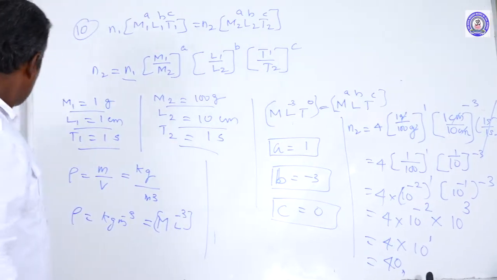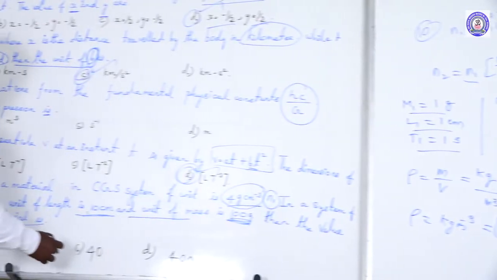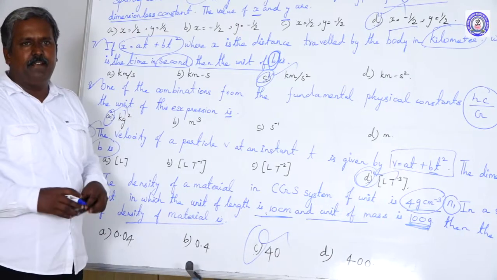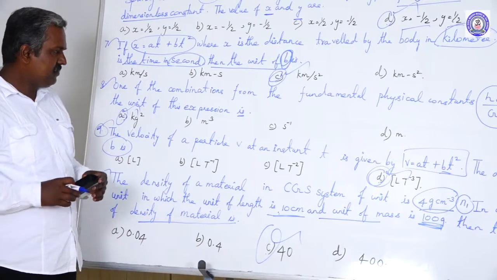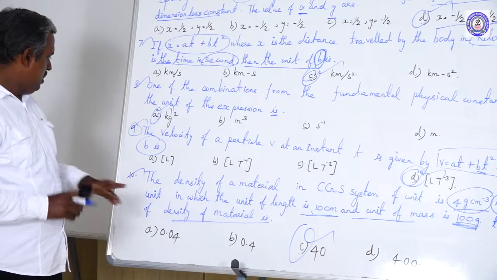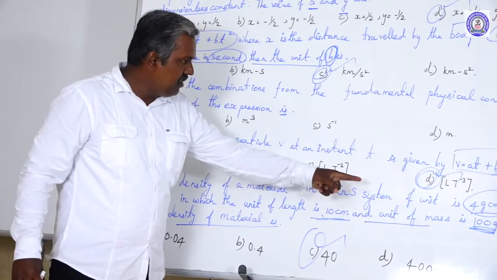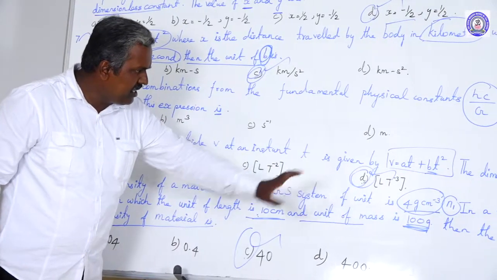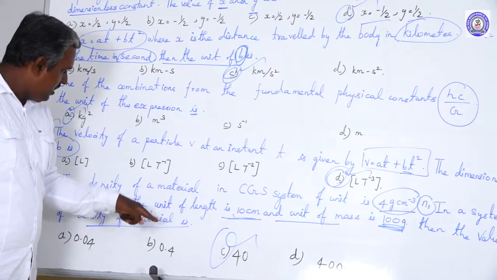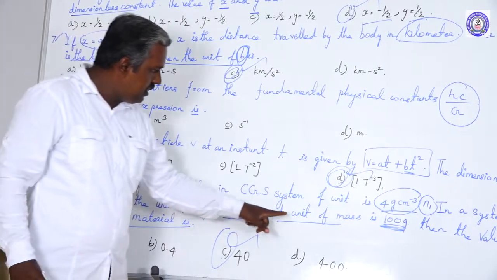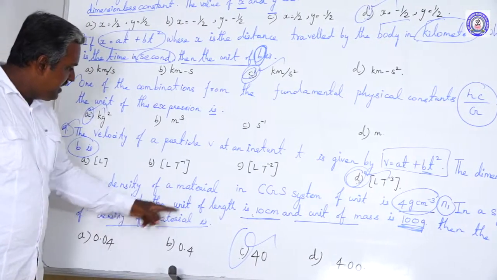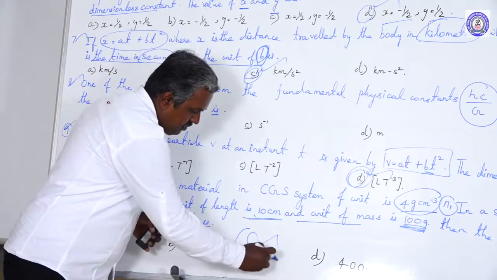So the option is the third option, C. Clear? This density is 40. Unit understood, no problem. So the density of a material in CGS system of unit is 4 gram per centimeter cube. It is considered N1. In a system of unit in which the unit of length is 10 centimeter and unit of mass is 100 gram, then the value of density of the material is 40. Okay.